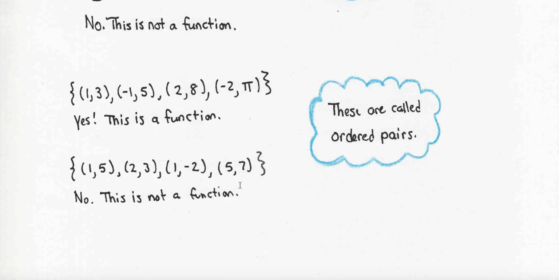Can you see which x value repeats in the second case? It's 1. So 1 is assigned to the number 5, but it's also assigned to the number -2. So this is not a function. These are ordered pair illustrations.